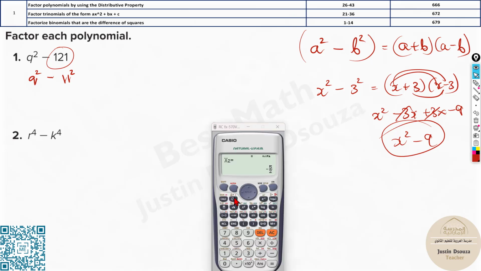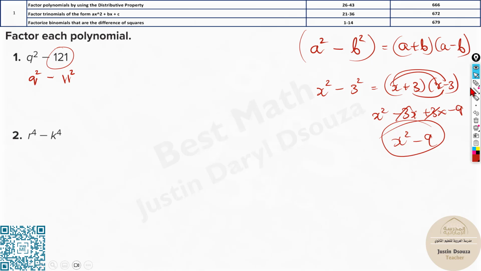I'll show you now. All you need to do is go to the computation mode, use this radical symbol, that's square root. 121, what is the answer? It's 11. So 11 squared would be 121. That's it. So now we have written q squared minus 11 squared. That would be equal to q plus 11, q minus 11.